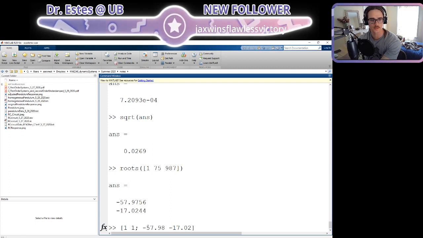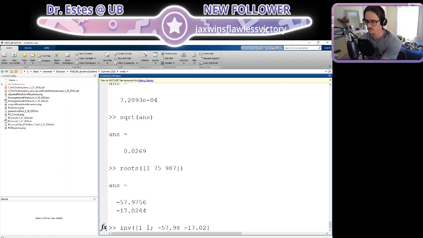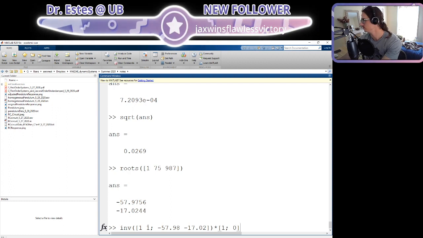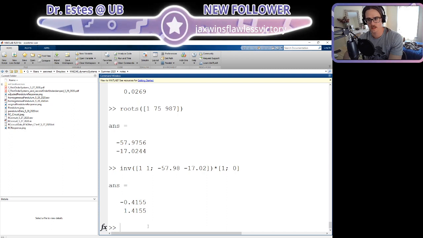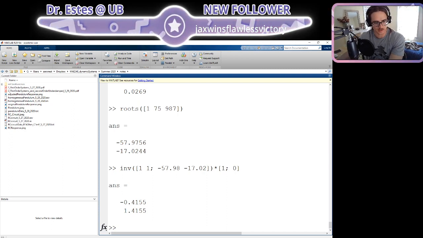If you want to take the inverse of this matrix, let's just do it this way first. You can use I and V. So it'll take the inverse of that matrix, and then we multiply this by the vector 1, and then we go to the next row using a semicolon, 0. Boom. And that gives us A1 and A2. So I'll throw this code in the notes so you can come back to it.